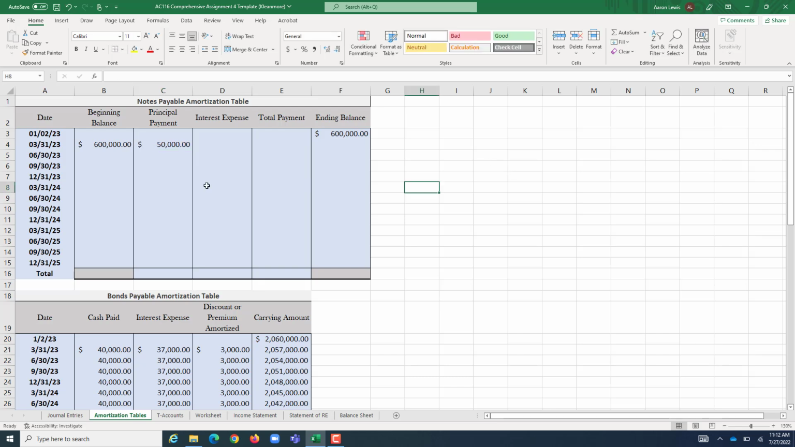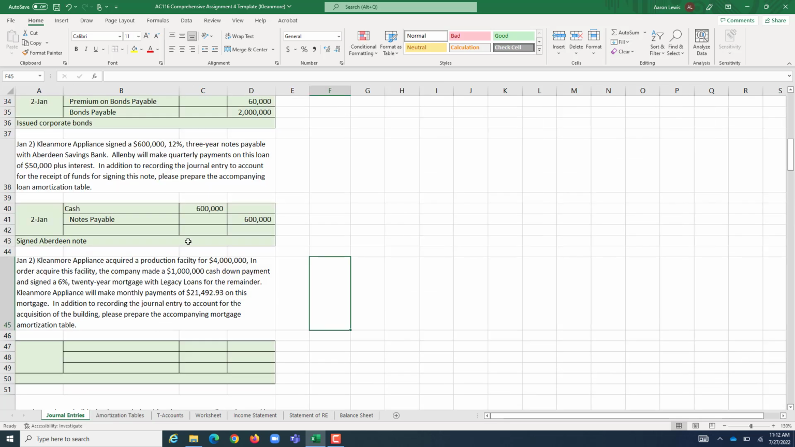Well, what amount of additional interest are we going to have to pay on top of that $50,000 towards principal? It's found by using the interest formula of principal balance at the time you're making the payment times rate times time. So if we go back over here, we know that our principal balance at the time we're making this payment is $600,000. The rate stated in here is 12%, but it's 12% for the year. And since we're making a quarterly payment, we need to multiply that by time, which is 1 quarter.